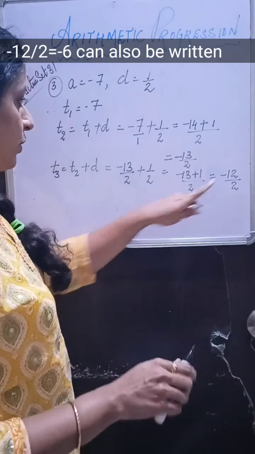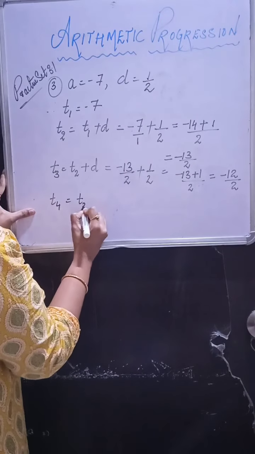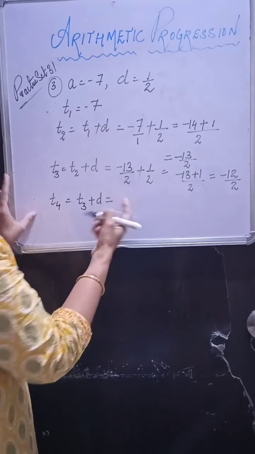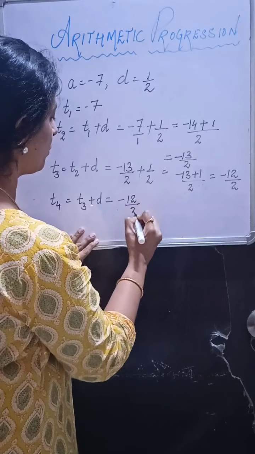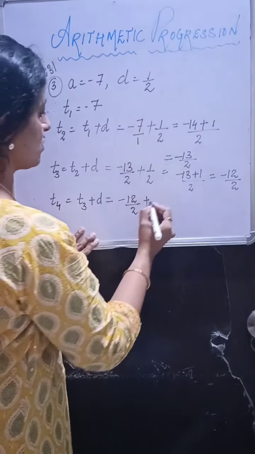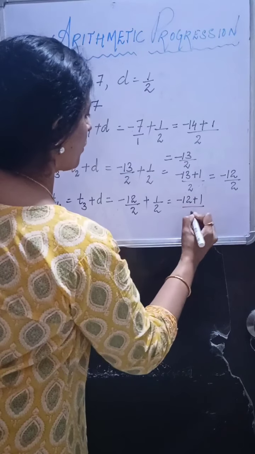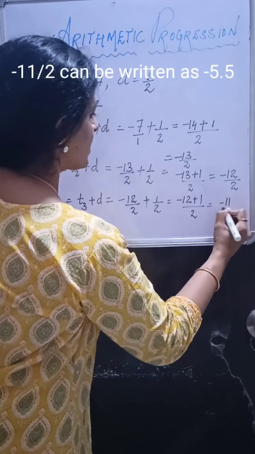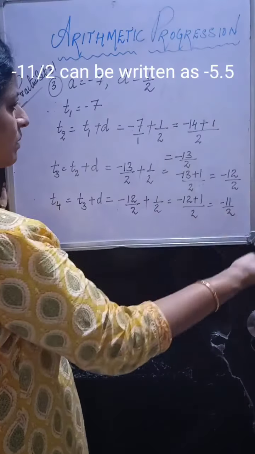Minus 12 upon 2. Next, going to T4. T3 plus D is equal to T4. T3 just now we got minus 12 upon 2, plus common difference 1 upon 2. Minus 12 plus 1 upon 2 will be minus 11 upon 2. Four terms are enough.